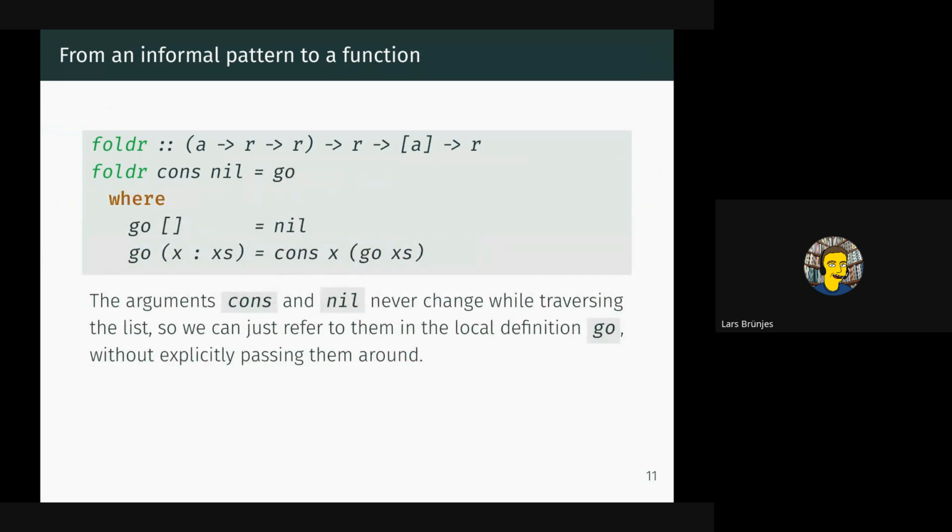Right. And the reason why we can use where here is because the constant, the nil, doesn't change. In our old definition, we had the same constant nil everywhere. So therefore, we can write this a bit nicer by introducing this go function, so we don't have to repeat ourselves.